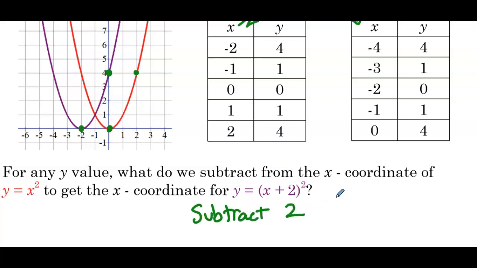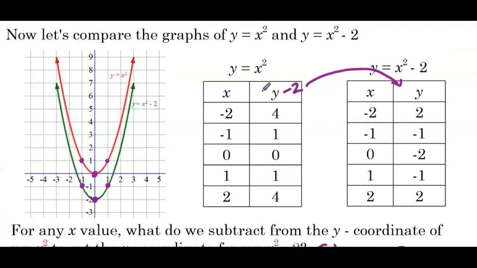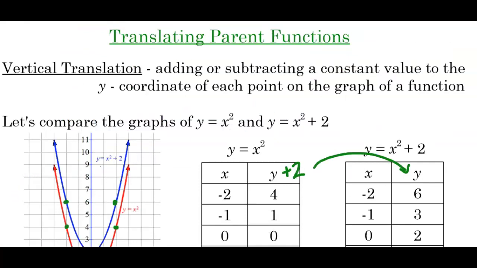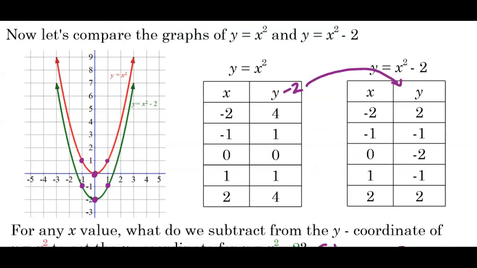Now, I don't like having different rules, right? For the horizontal, it was opposite what our intuition would say. And if we look at the vertical, -2, it moved down 2. +2, it moved up 2. Okay, that's great, but I'd have two different rules.